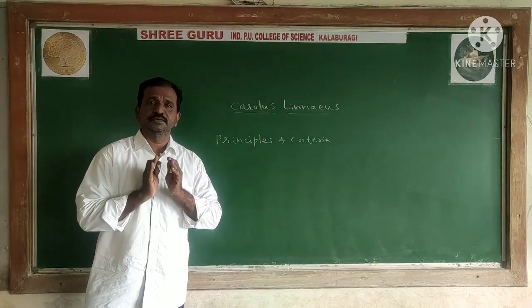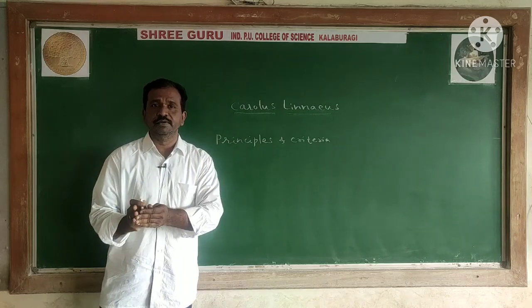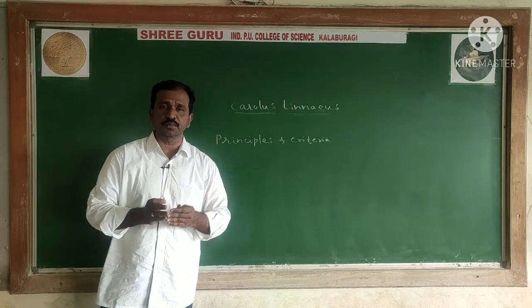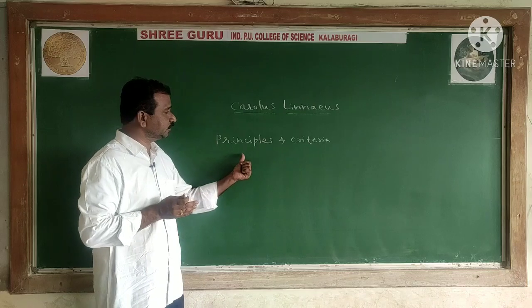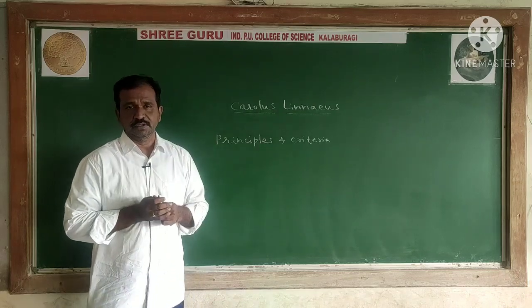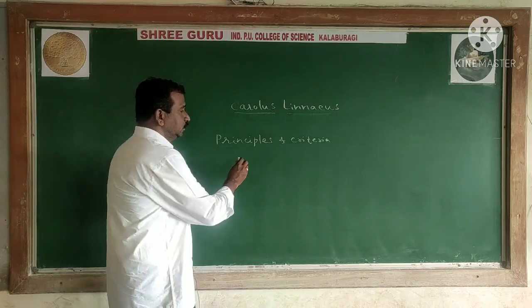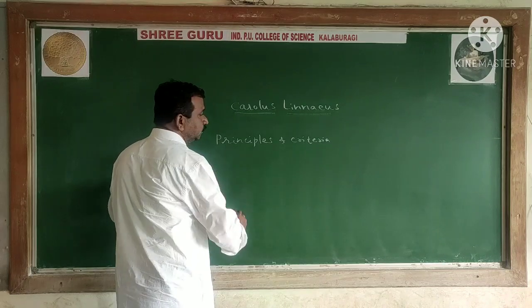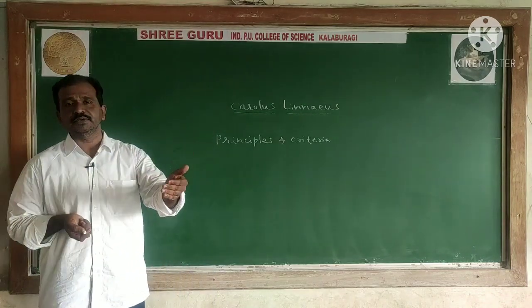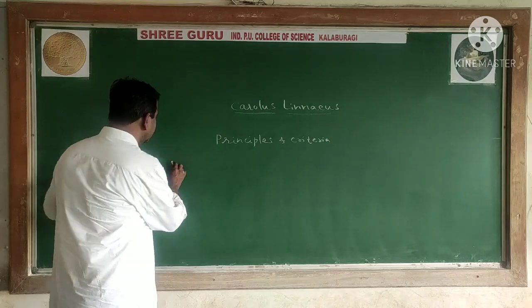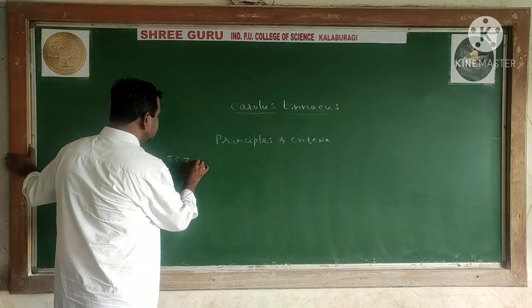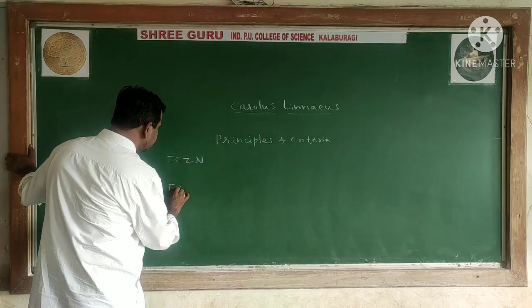Plants and animals, scientific names have to be provided. Provide madabekadre yav basis melli kodbeku, on what basis it has been given, means on the basis of certain principles and criteria. Now that has been provided normally by two organizations. One is called ICZN, another one is ICBN.